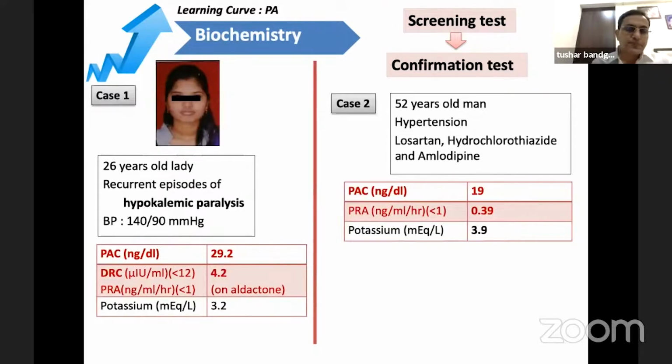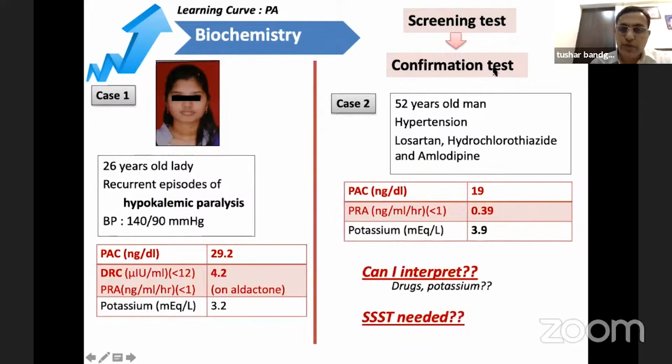Let's look at the first case, a 26-year-old lady who has come with recurrent episodes of hypokalemic paralysis, and because of that she was put on aldactone, and the screening was done with PAC, the aldosterone, as well as DRC, and potassium was 3.2. The other patient is a 52-year-old male who has hypertension and is on 3 drugs, losartan, HCT, and amlodipine. Aldosterone level was 19, PRA is low, potassium is 3.9. The immediate question comes to us: how do we interpret these values?